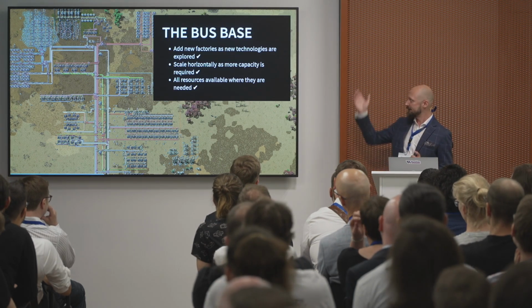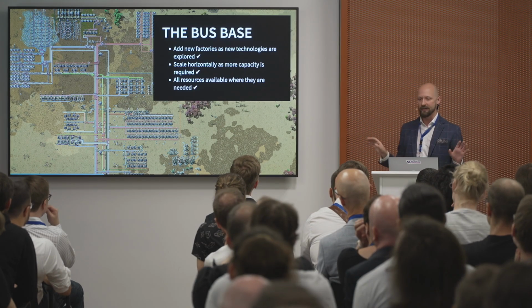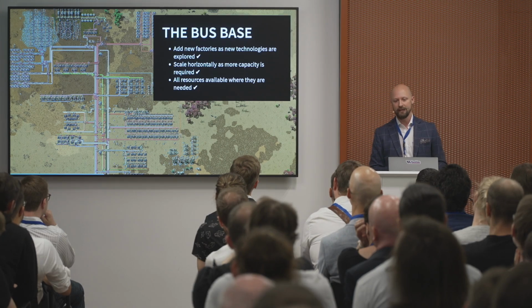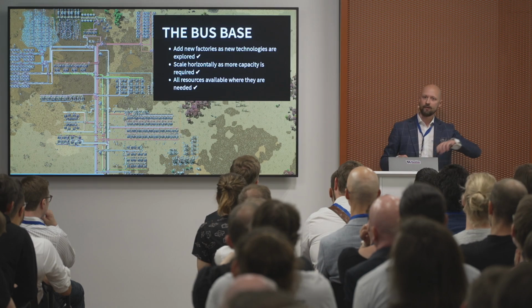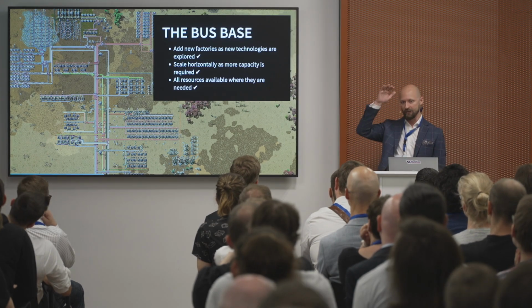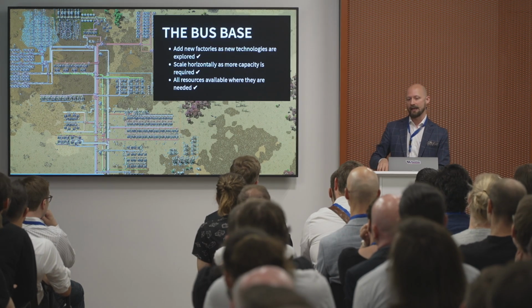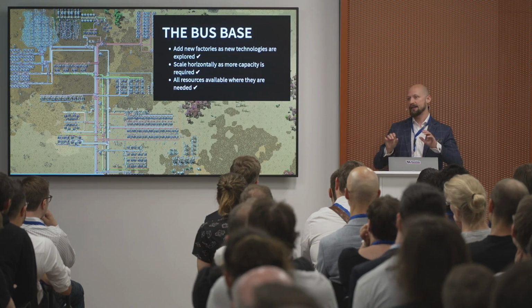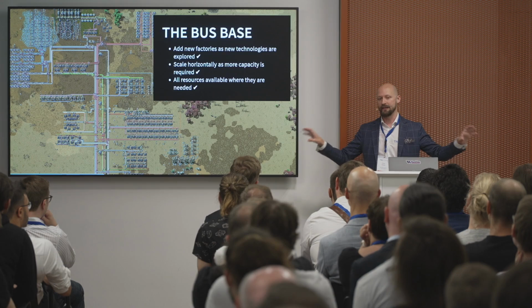You have resources flowing north to south, factory clusters branching away east and west, taking the required resources from the bus and feeding the resulting products back into the bus. We can scale vertically by adding new factories at the end of the bus as we develop new technologies, and we can scale horizontally, growing the clusters to the side as we need more throughput.